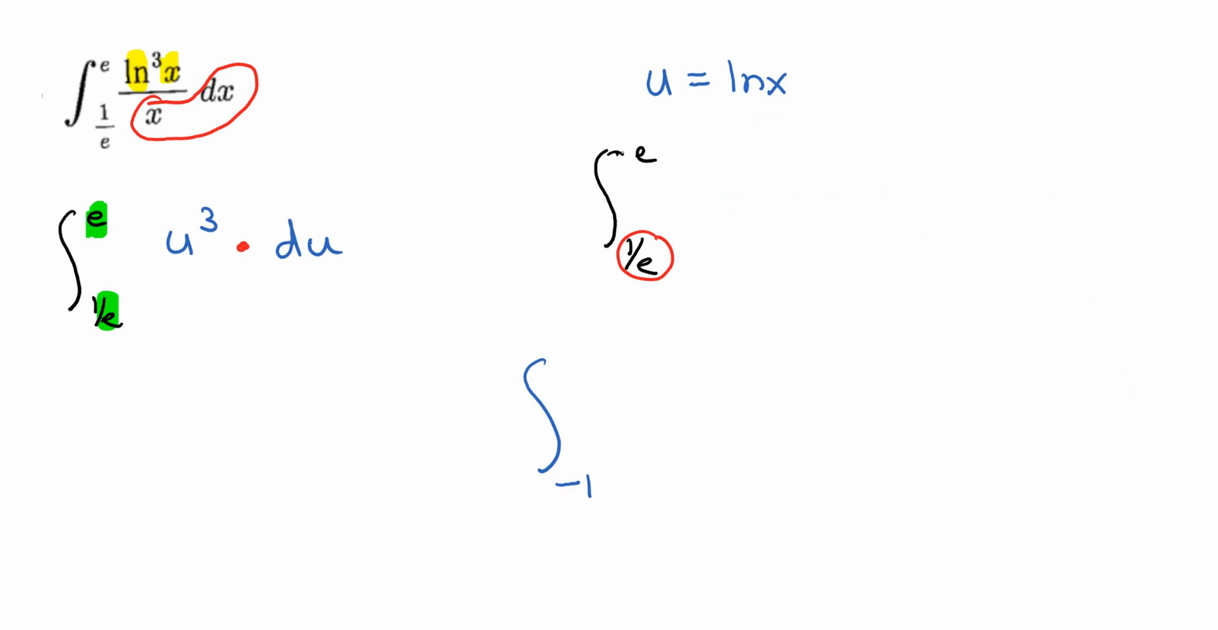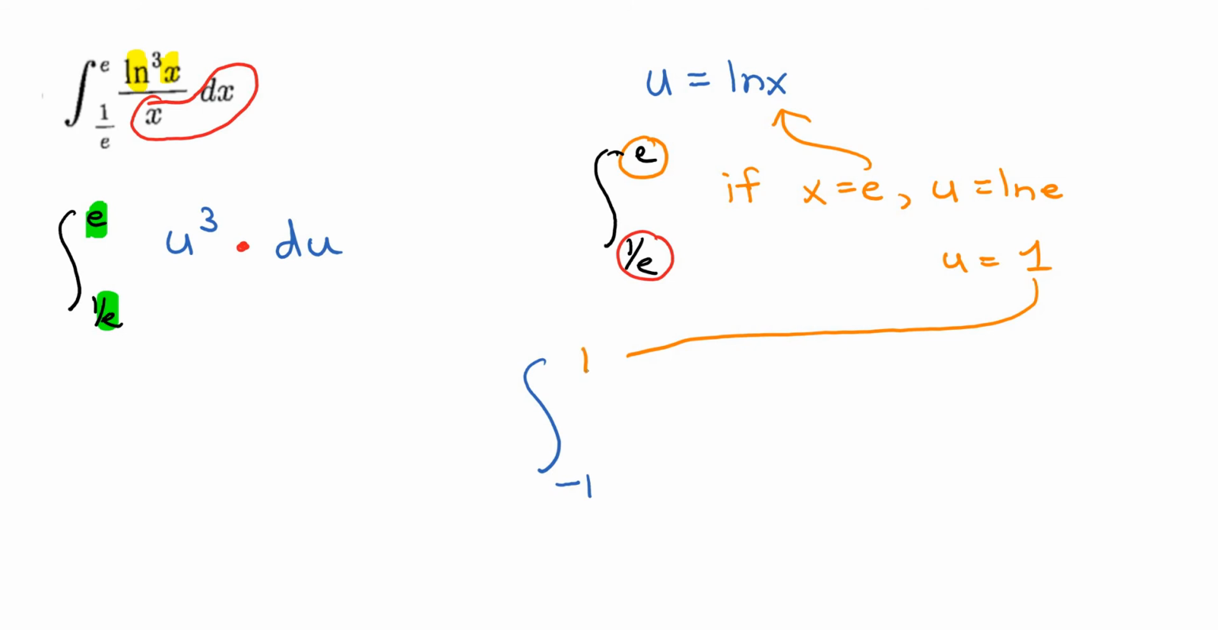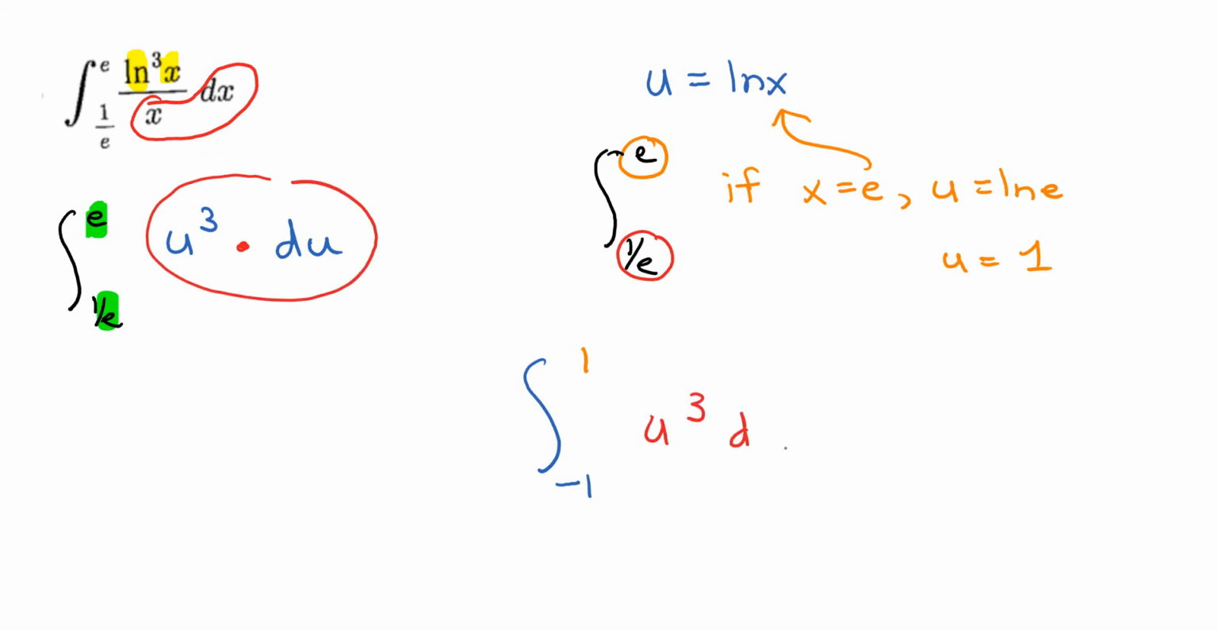Now let's take a look at my upper boundary here, which is e. So if x equals e, that means u would equal ln e, and ln e equals 1. So this would be my new upper bound. Okay, so let me erase that now, and let me copy all of this. This will be u to the power 3 times du.